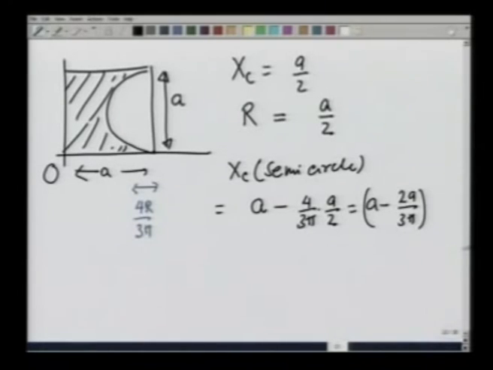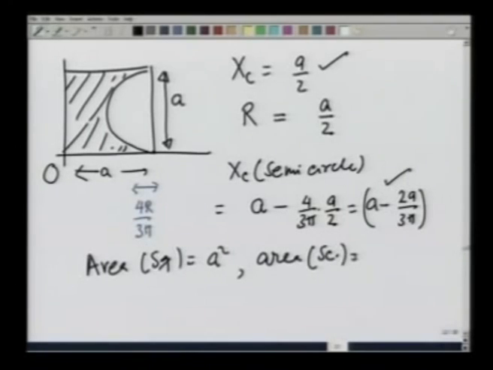So, now we are all set. I know xc for the square, I know xc for the semicircle, and area of both, area of square is equal to a square, area of semicircle is equal to pi by 2 times a by 2 whole square, and therefore, I can calculate the xc for this shaded region from the formula that we derived earlier, and xc comes out to be, you plug in the numbers, 0.314a.